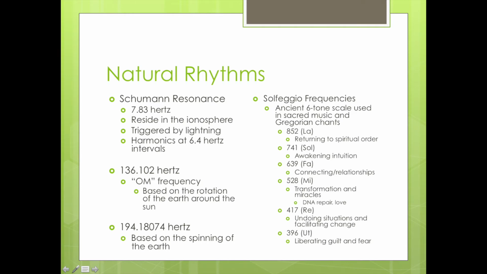So there are many universal natural rhythms as well as important frequencies specific to Earth. So the Schumann resonance is 7.83 hertz. It resides in the ionosphere, which extends from about 50 to 600 miles above the Earth's surface. So it's ionized by solar radiation and holds much of the atmospheric electricity. So it's kind of like a waveguide or resonant cavity. It stores and confines a portion of the electromagnetic field.